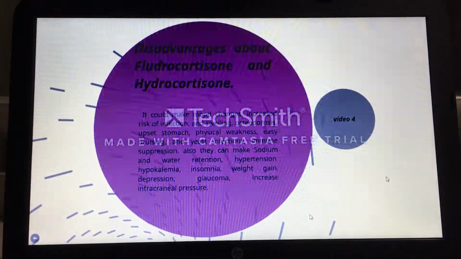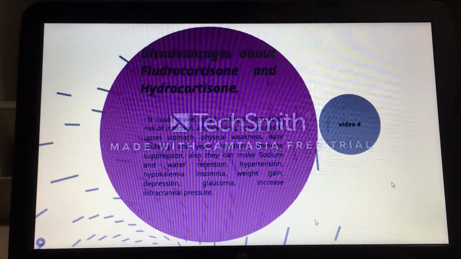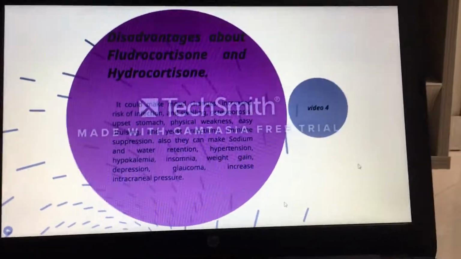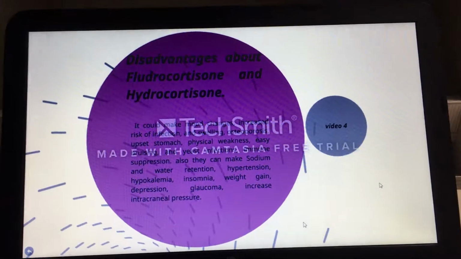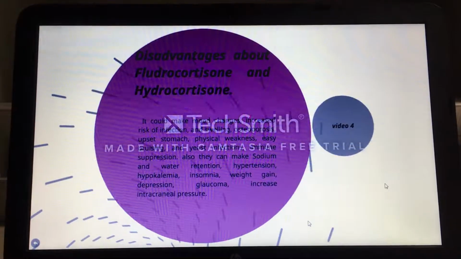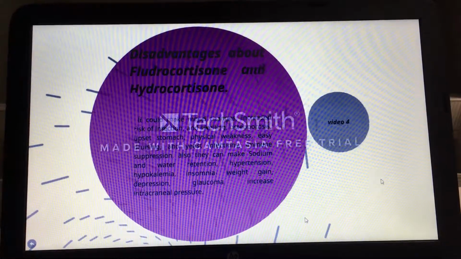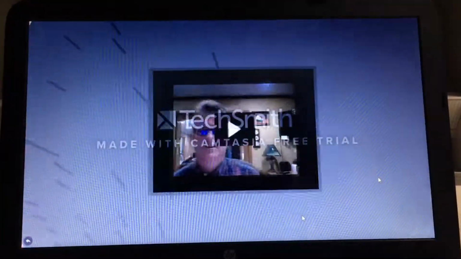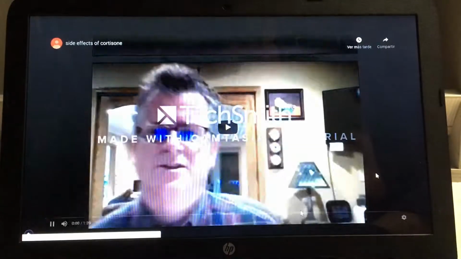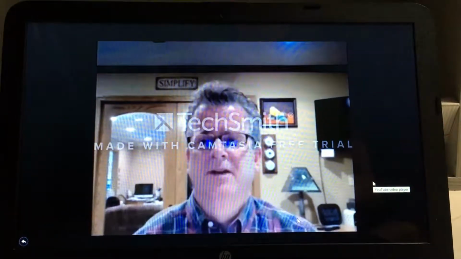What are the disadvantages? They could cause mood changes, increased risk of infection and swelling, osteoporosis, upset stomach, physical weakness, easy bruising, yeast infections, and immune suppression. Also, they can cause sodium and water retention, hypertension, hypokalemia, insomnia, weight gain, depression, glaucoma, and increased intracranial pressure. There are short-term and long-term effects that you need to be conscious of.